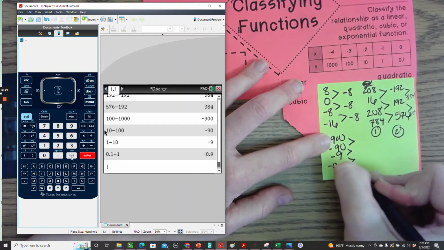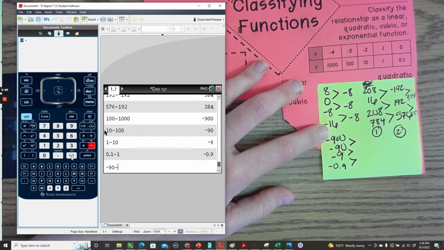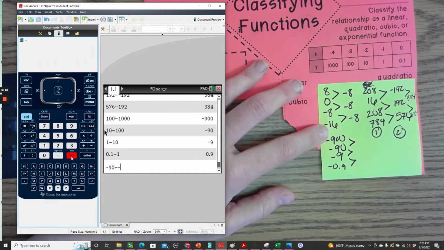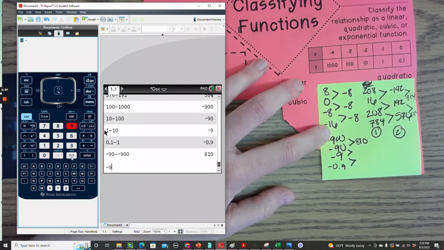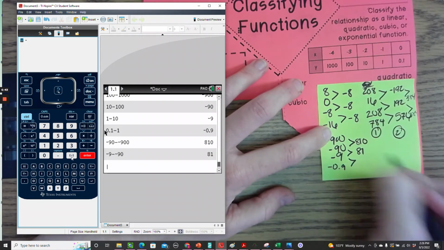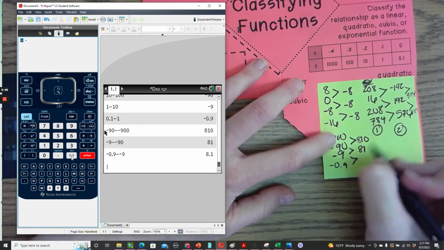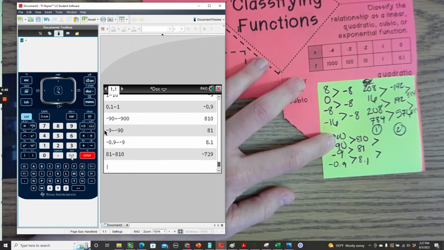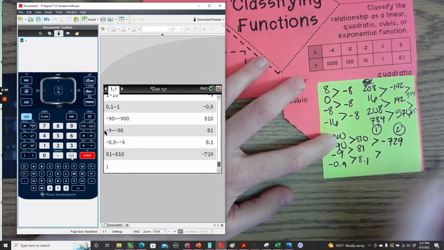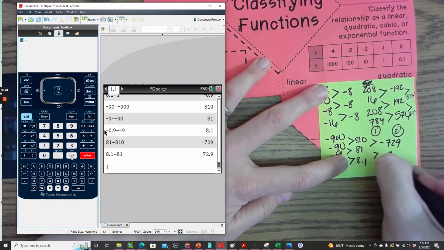So no first common difference. Negative 90 minus negative 900. 810. Negative 9 minus negative 90. 81. Again, you can kind of see the pattern that forms with these. 8.1. No second common difference. 81 minus 810. Negative 729. 8.1 minus 81. Negative 72.9.